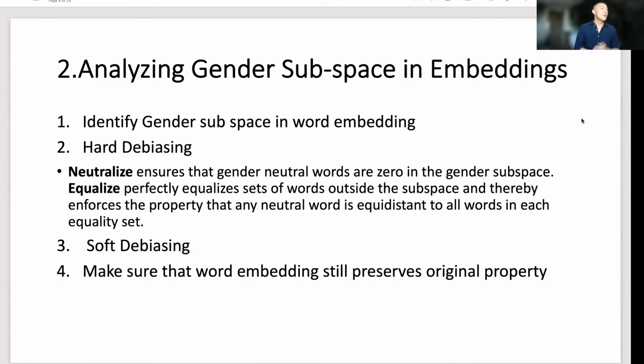So there are two types: hard de-biasing and soft de-biasing. There's a neutralizing kind, which ensures that gender neutral words are zero in the gender subspace when we try to project them onto the other occupations. It should be quite neutral, and it should equalize a set of words outside of the subspace and enforce the property that any neutral word is equidistant to everything. Okay, that's hard de-biasing, which we won't do as much, but most likely we'll do soft de-biasing.